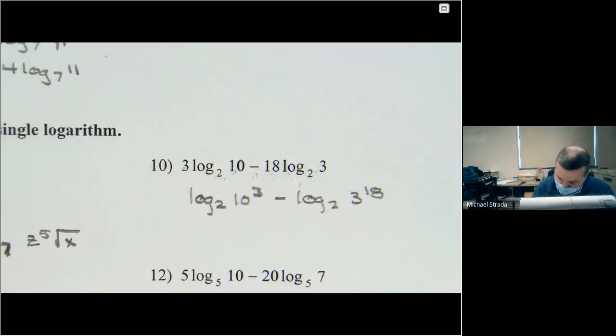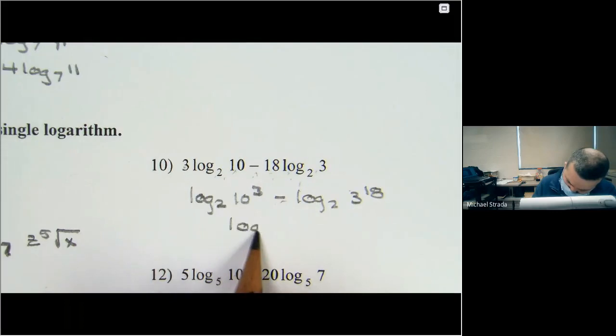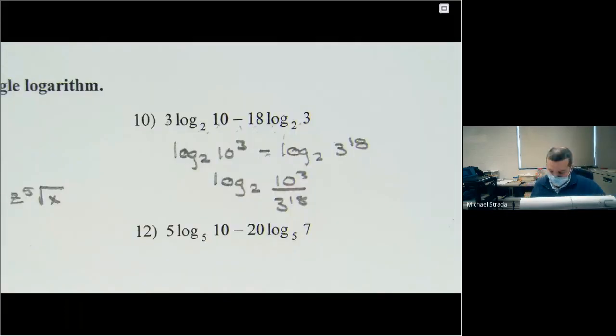Again, you're not going to evaluate it. You're just going to write it as a single logarithm. Subtraction, like we said, becomes division. So log 2 of 10 to the 3rd over 3 to the 18th. And that's all you got to do. You got to meet your goal. Your goal is to write it as a single logarithm.